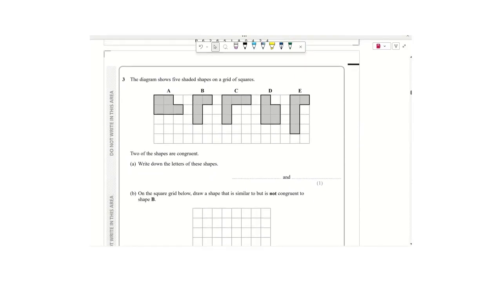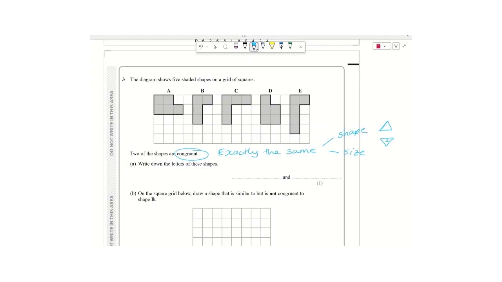Question 3. Congruent. This is the word that's caused us a problem. Congruent means exactly the same. Same shape and the same size, but it could be turned round. So for instance, this triangle and this triangle would be congruent because they're exactly the same shape and exactly the same size, but this one that I've put a number 2 in is turned round from the number 1.